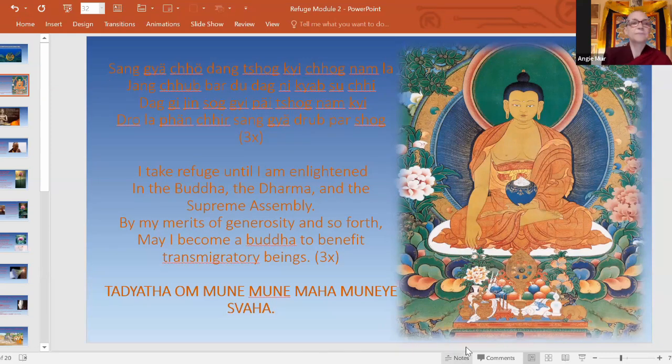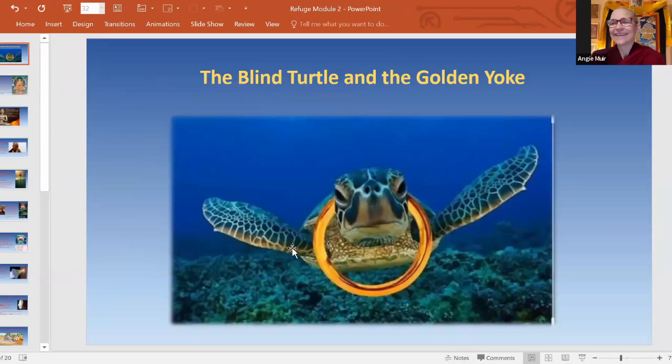Okay, so I'll just go back to this slide. I'm sure some of you may have heard of this analogy before, of the blind turtle at the bottom of the ocean and finding the golden yoke. It's almost impossible, isn't it? You can't imagine, it's like if the whole world did a lottery and you won it. It's that kind of improbability.